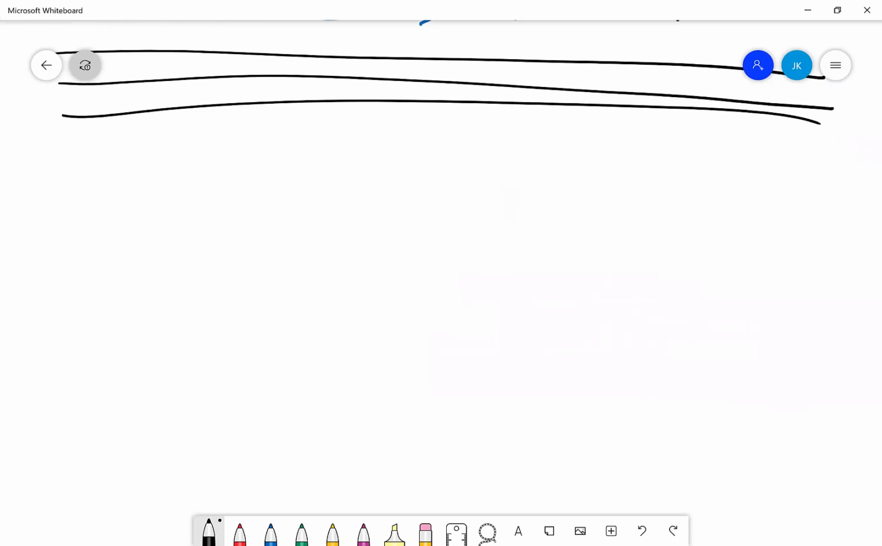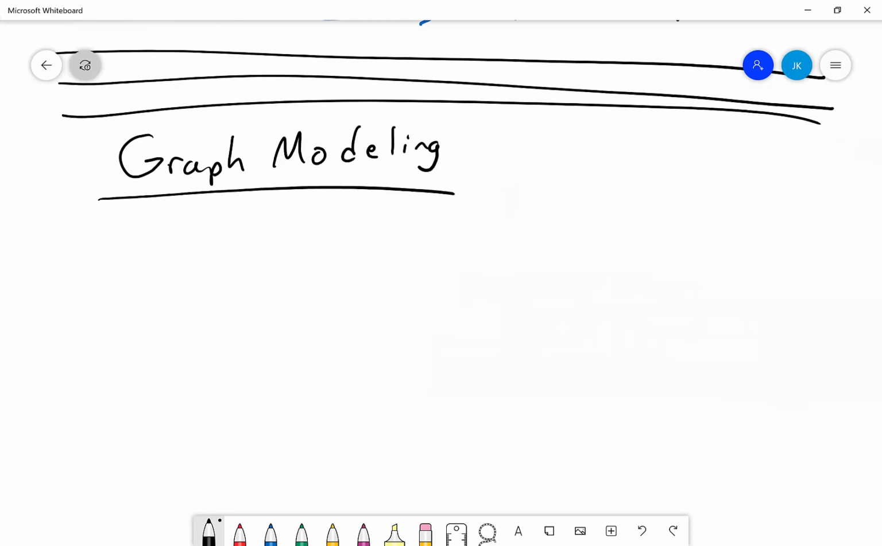I want to talk just a little bit about graph modeling. So when we talk about graphs, they are a very general way of expressing a whole lot of problems. And so I'm going to show you how some dynamic programming problems even can be phrased as graph problems. And we'll hopefully get to that today.